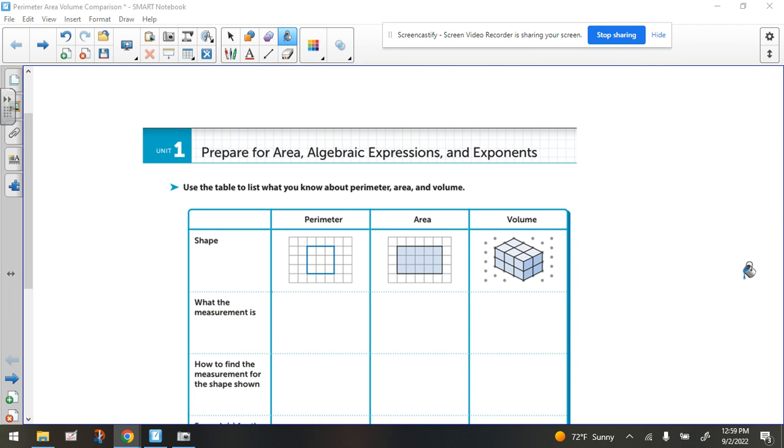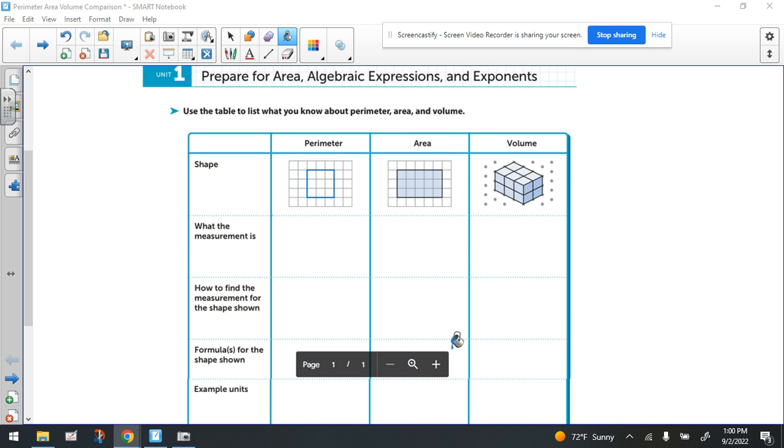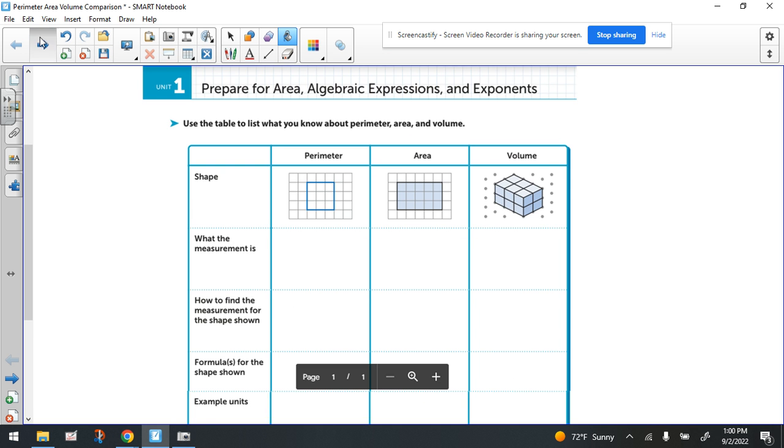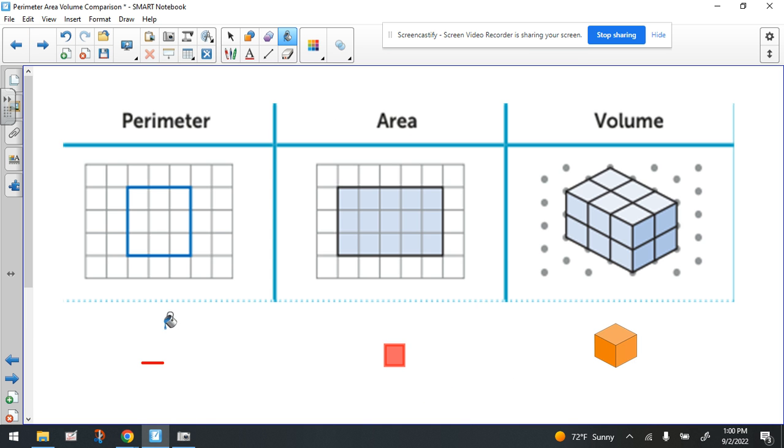We are going to make sure we all understand the difference between perimeter, area, and volume. And we're going to fill in this chart that's provided on page 2 of your workbook. All right, so let's take a closer look at perimeter first.